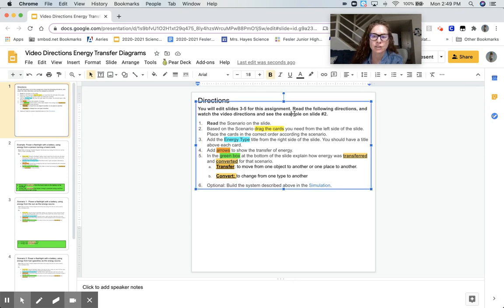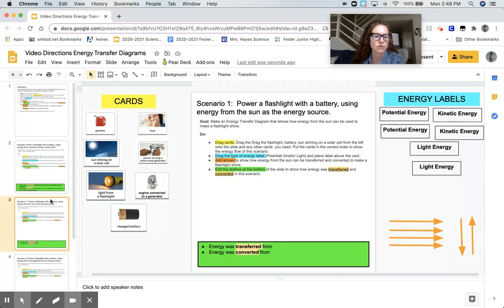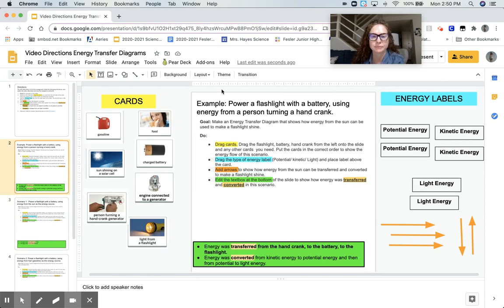And then on your assignment, your slides, the example on slide number 2 is already done. I'm going to do that with you here so you see how I got that answer. Okay, so the first thing we're going to do is read the scenario on the slide. If you notice your slides, they all have a scenario. I'm going to read the one that's the example. So power a flashlight with the battery using energy from a person turning a hand crank.